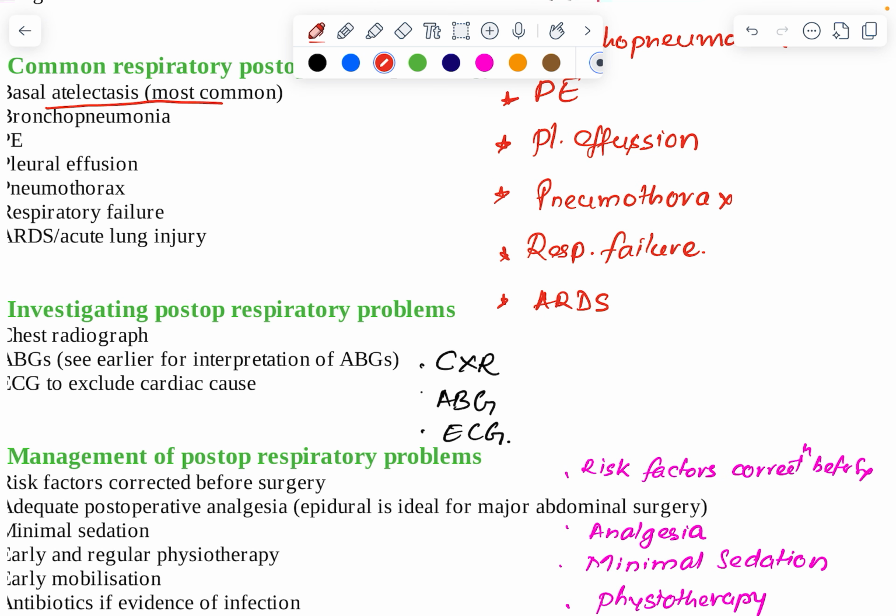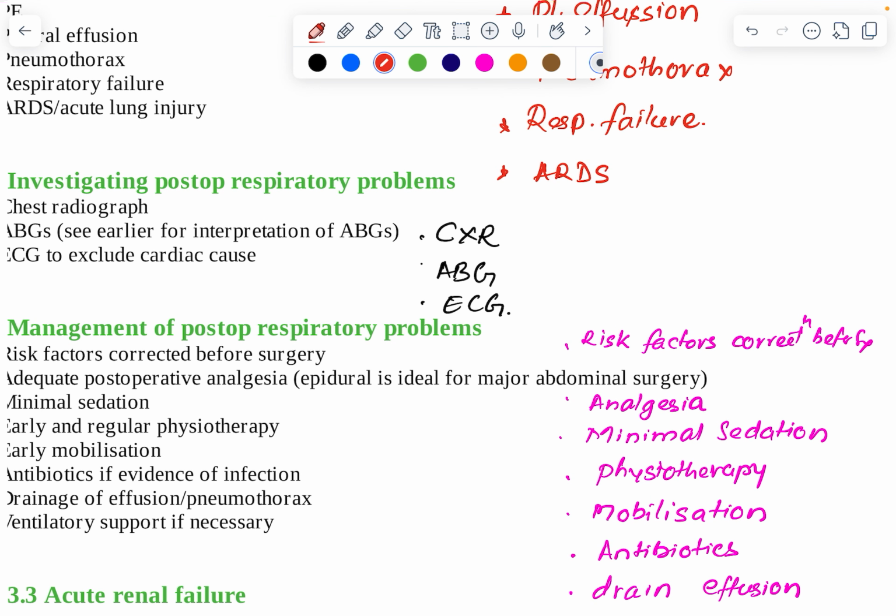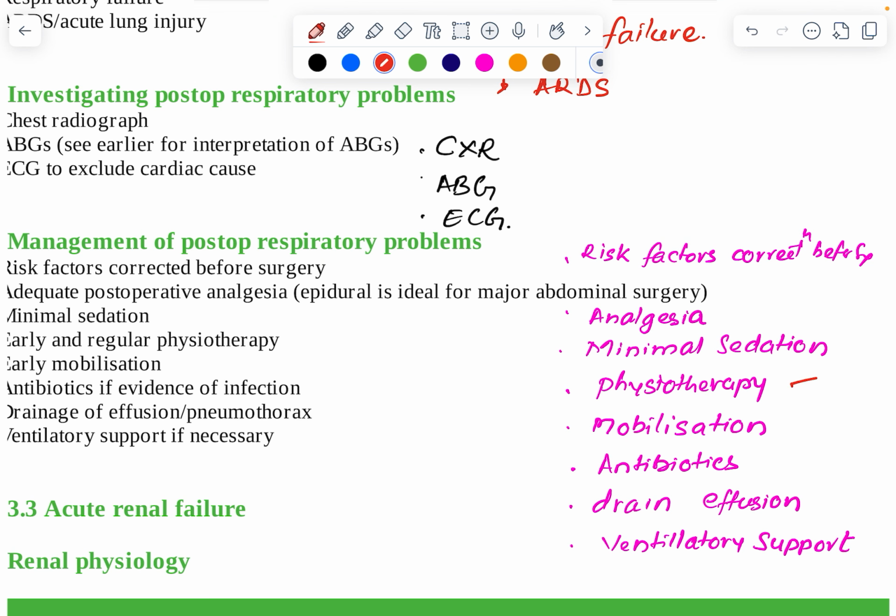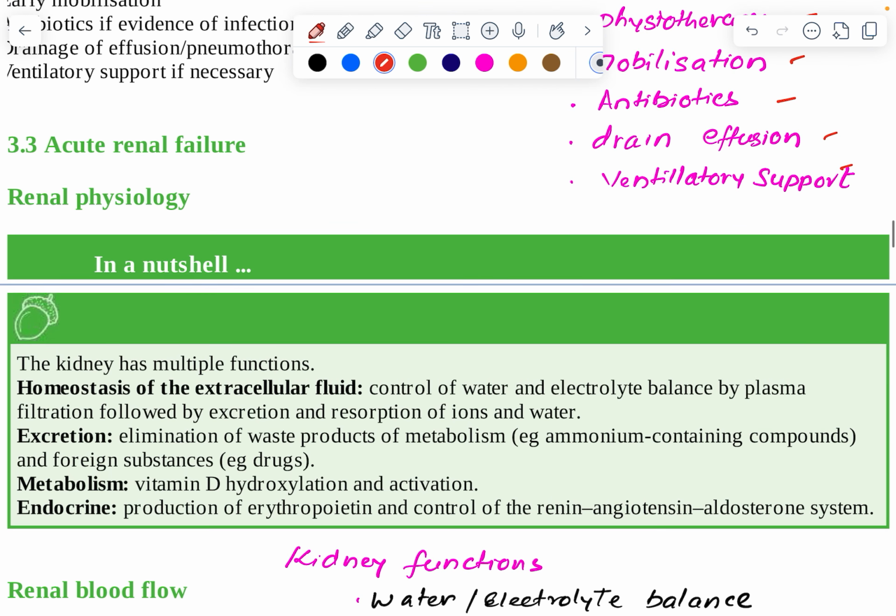Investigating a post-operative respiratory problem: chest X-ray is the investigation. ABG may give signs, and ECG is used to exclude a cardiac cause. Management of post-operative respiratory problems: risk factors corrected before surgery, adequate post-operative analgesia, minimal sedation, physiotherapy, mobilization, antibiotics, draining effusions, and ventilatory support.